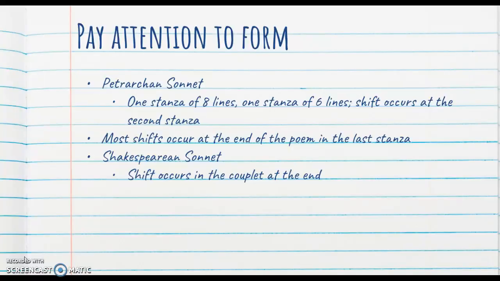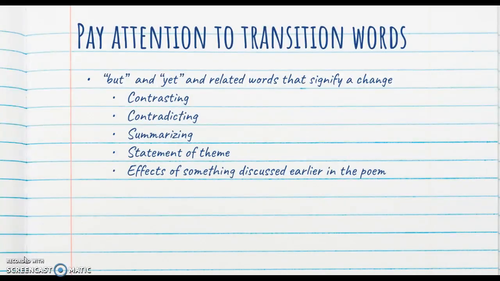In a Petrarchan sonnet, it has one stanza of 8 lines and then one stanza of 6 lines, and the shift occurs at that second stanza always. Most shifts are going to occur near the end of the poem, a lot of times in the last stanza. In the Shakespearean sonnet, you just have one big stanza, and then the shift occurs in the couplet at the end. So transition words are also going to signify a change.